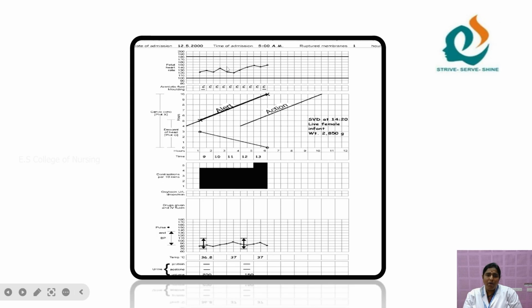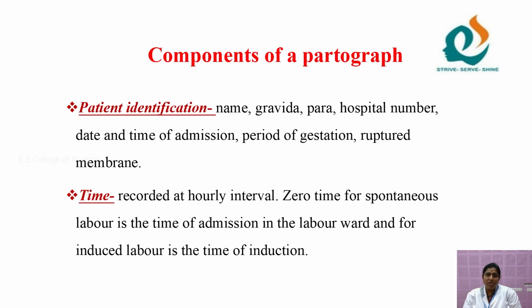And you just see the components of the partograph. As we know, patient identification data and fetal heart rate, amniotic fluid and cervicograph, and then contraction, oxytocin, drugs, then pulse, blood pressure, then urine analysis, temperature, all those things are marked in the single sheet itself, so that the data will also be there after delivery, that spontaneous vaginal delivery has happened, live female, infant weight, all those things will be easily known. So first we will be discussing what is patient identification.